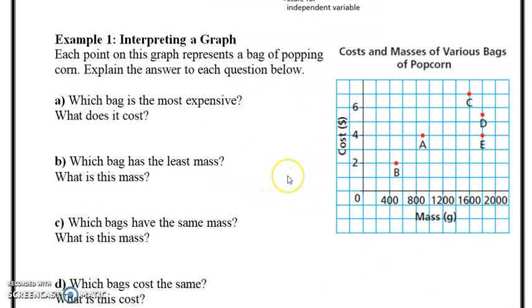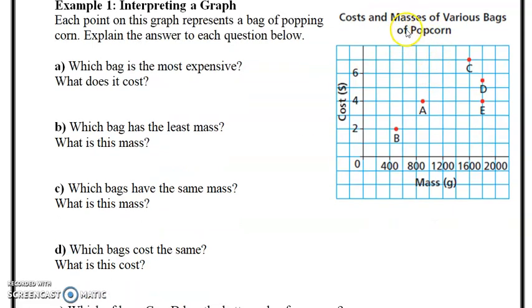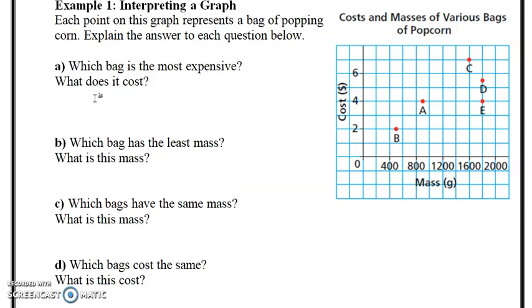In the following graph, each point represents a bag of popping popcorn. Explain the answer to each question below. The graph shows costs and masses of various bags of popcorn. The first question, A, in example 1, says which bag is the most expensive? If cost is here and it's increasing, obviously, we would go to the highest point located. And what does it cost? So we'll answer these questions.